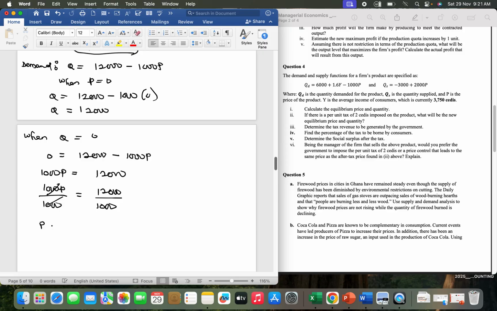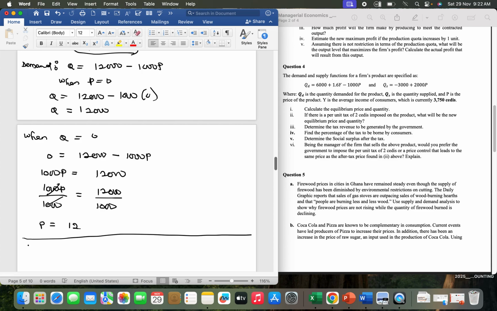So P is equal to 12,000 divided by 1,000. That will give us 12. So P is 12. So I've done for the demand side.